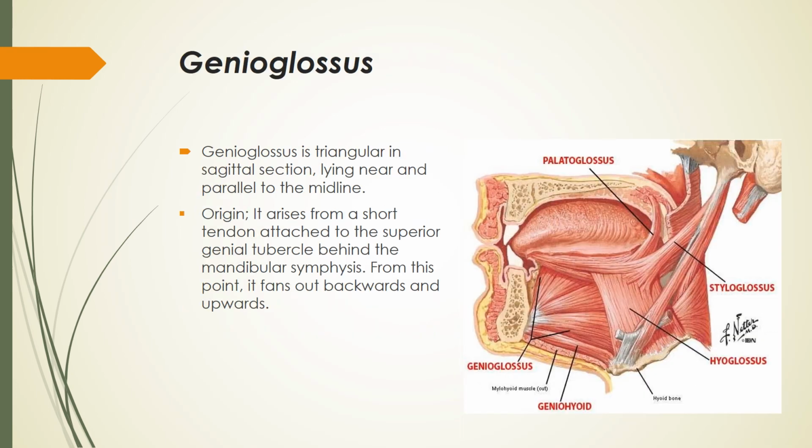First of all, genioglossus muscle. Genioglossus muscle is triangular in sagittal section, lying near and parallel to the midline of the tongue. It arises from a short tendon from the superior genial tubercles, which are located behind the mandibular symphysis. From this point, the muscle fans out backwards and upwards.